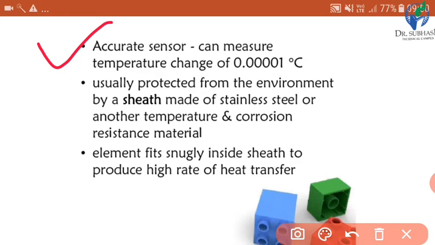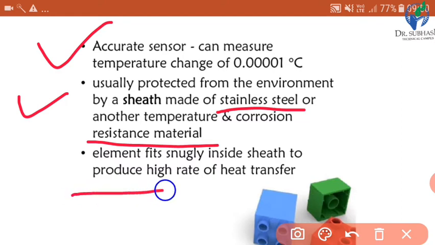It is usually protected from the environment by a sheath made of stainless steel or another temperature and corrosion resistant material. So, as we have seen in the diagram also, the outermost layer is the protective sheath, and it is made from stainless steel. The element fits snugly inside the sheath to produce a high rate of heat transfer.